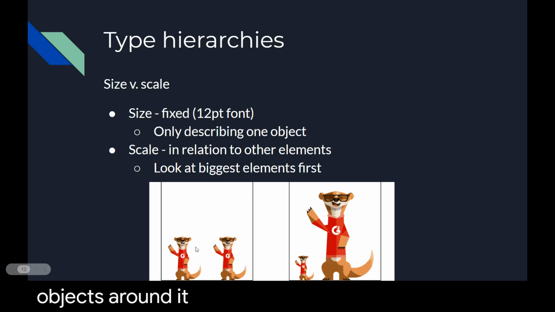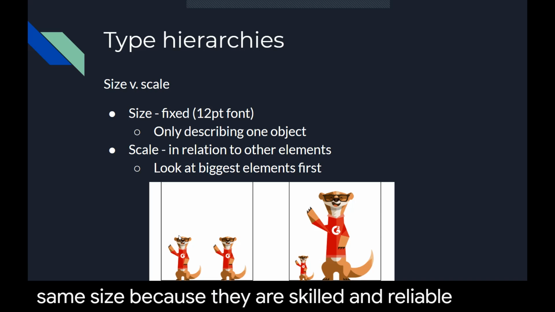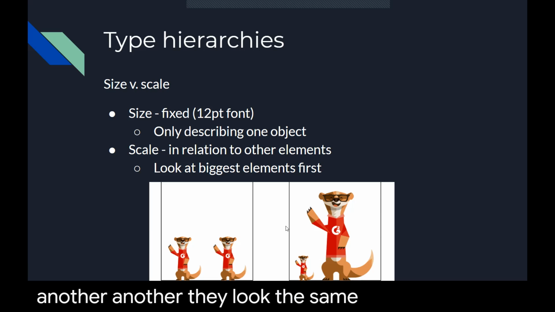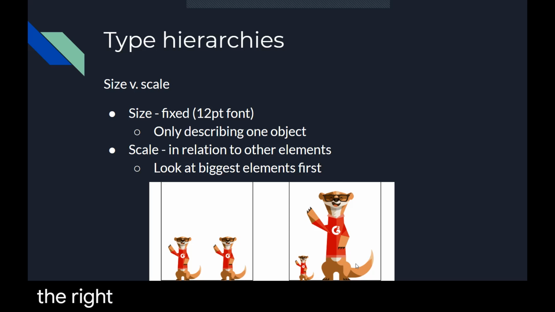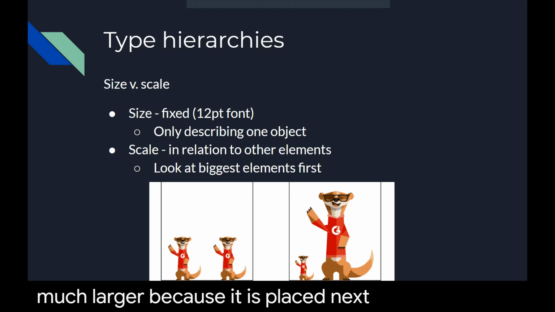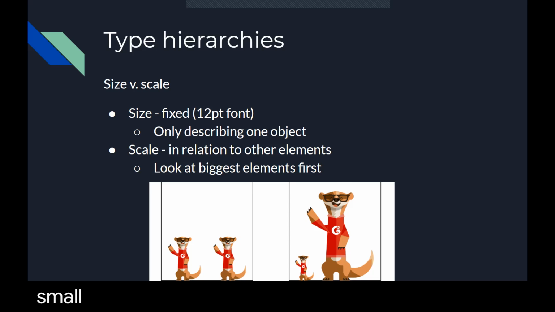So here on the left, they are the same size because they are scaled in relation to one another. They look the same. But here we have this one in a smaller size. This one is a bigger size on the right. And so the scale of the right one looks so much larger because it is placed next to one that is so small, and vice versa.